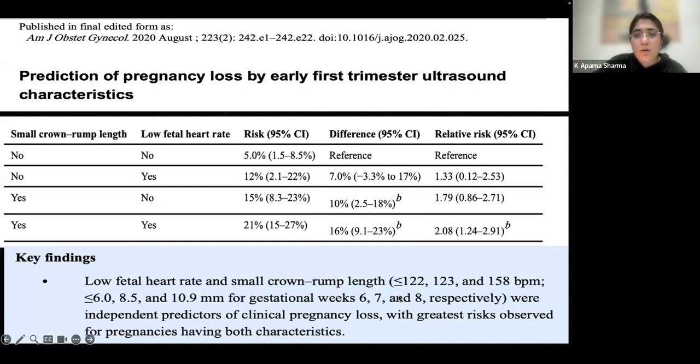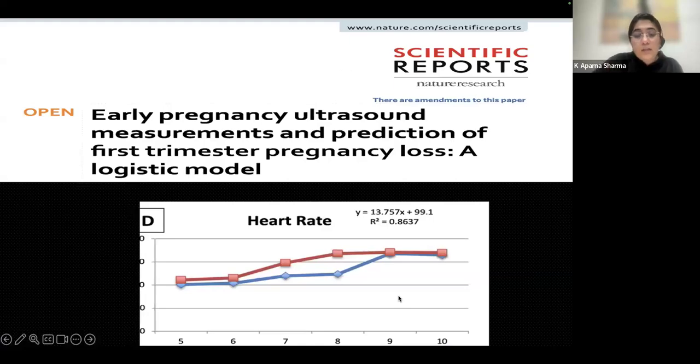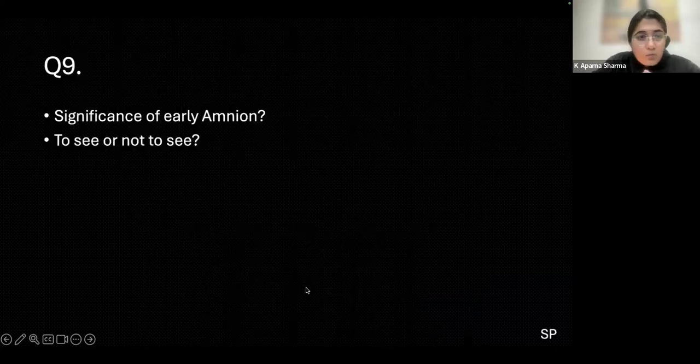And till we are sure about it, there's no point in really passing on that anxiety to our patients. So yes, again, this is a heart rate, and the blue one is the one where the pregnancies have ended up in an abortion. They said that this slower heart rate has not a very good prognosis. So Dr. Sita, early amnion, to see or not to see, does it have any importance?